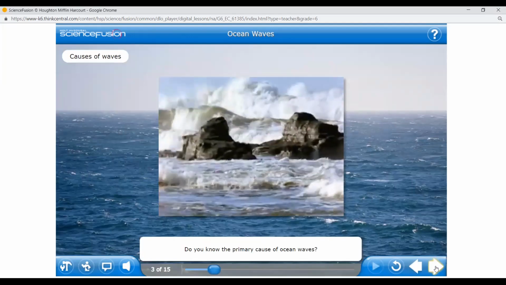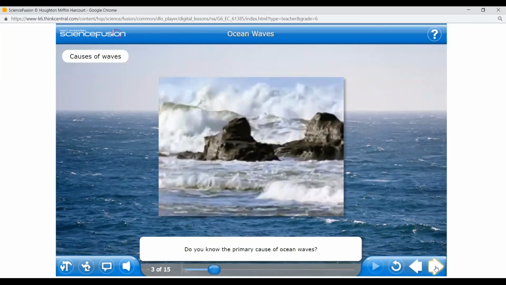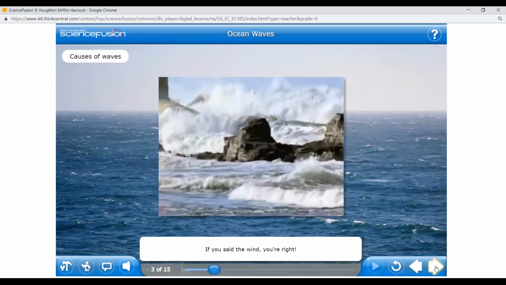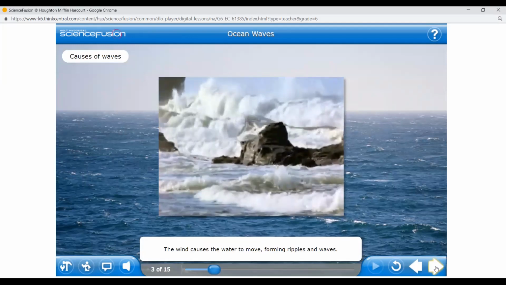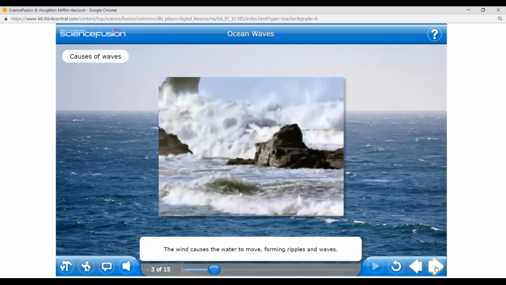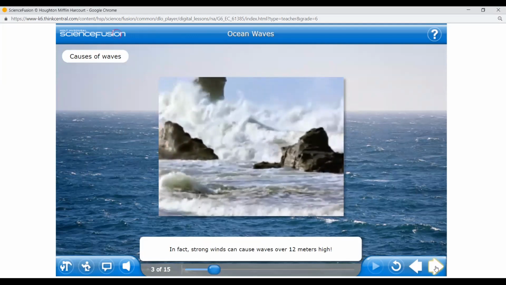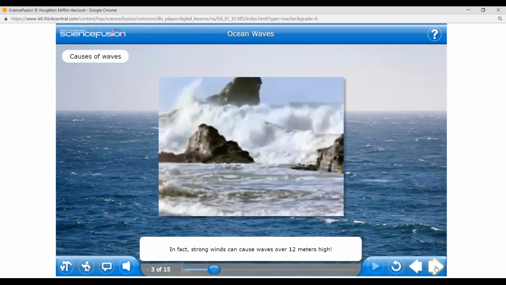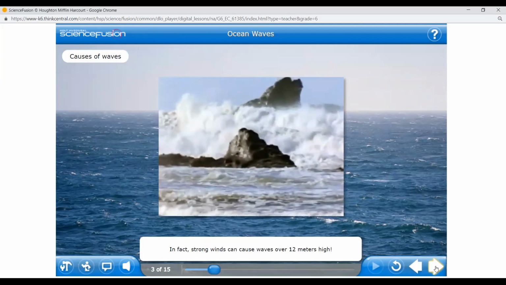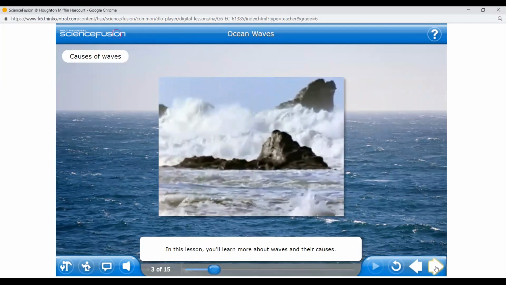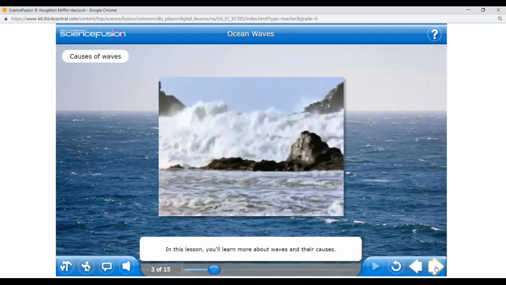Do you know the primary cause of ocean waves? If you said the wind, you're right. The wind causes the water to move, forming ripples and waves. In fact, strong winds can cause waves over 12 meters high. In this lesson, you'll learn more about waves and their causes.